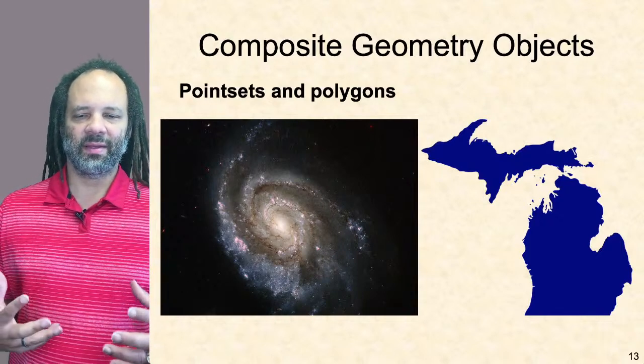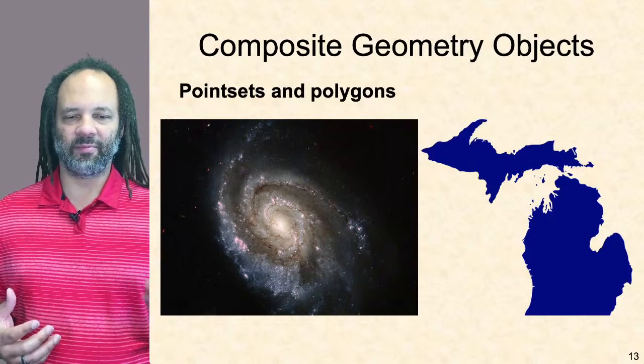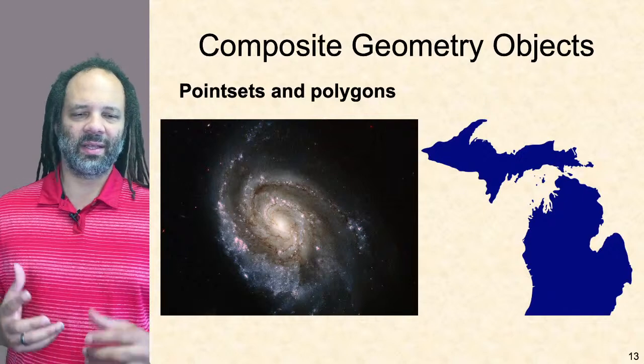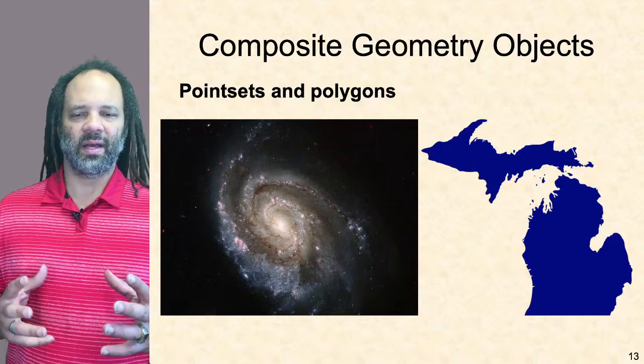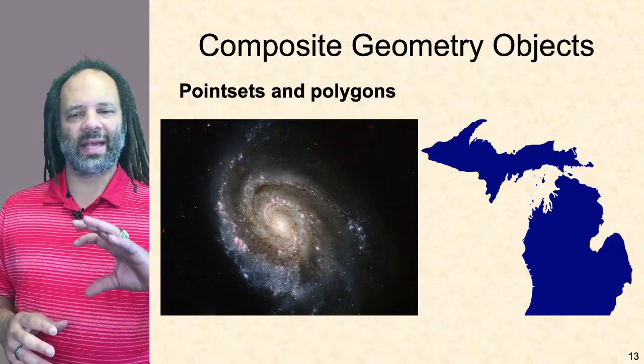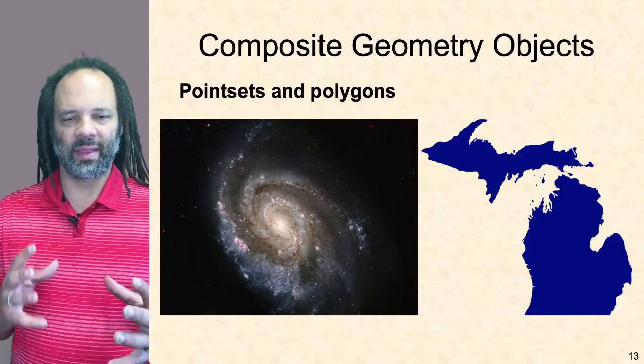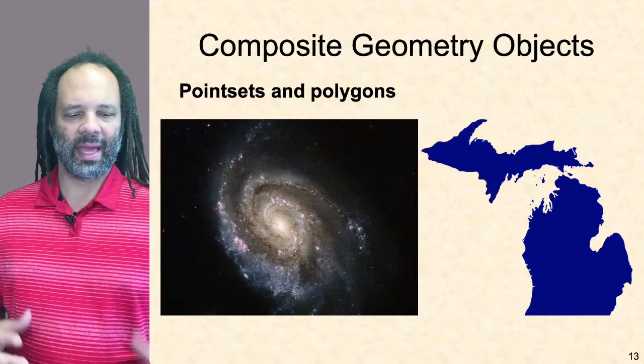So you can think of a galaxy really as a collection of points. Whereas over on the other side, you see the state of Michigan map. That's a collection of polygons, or at the very least, a solid figure. So as we start to represent geometry objects, sometimes we think of them as points, sometimes we think of them as polygons.